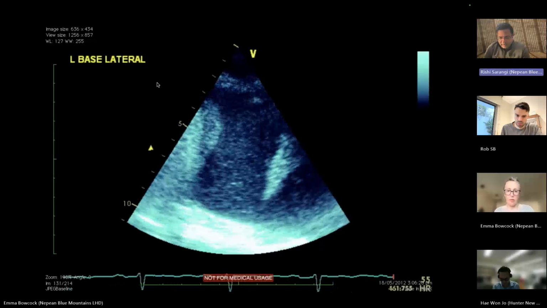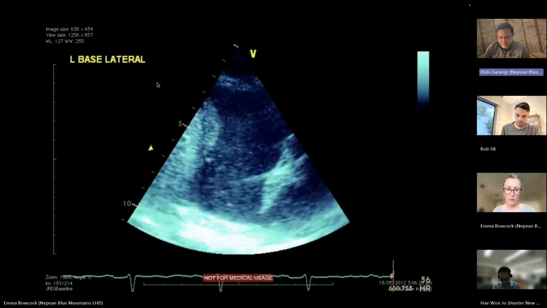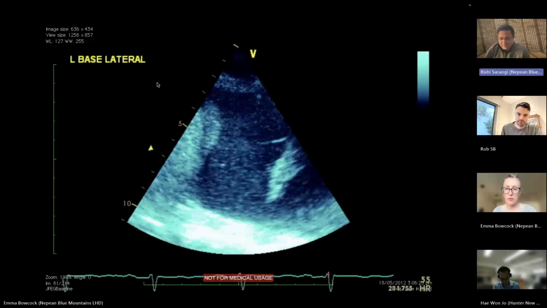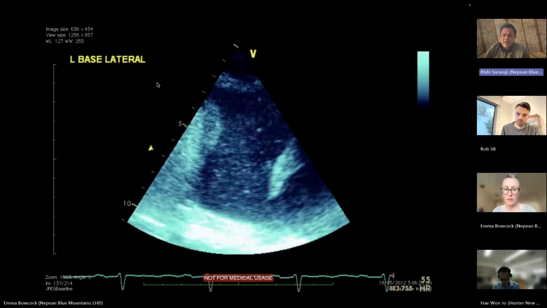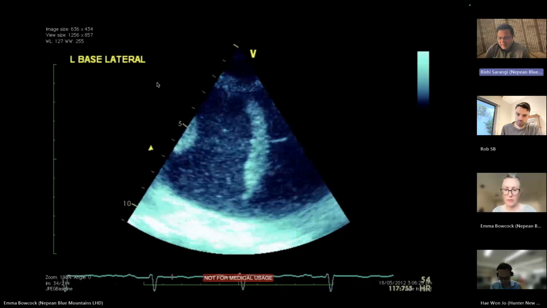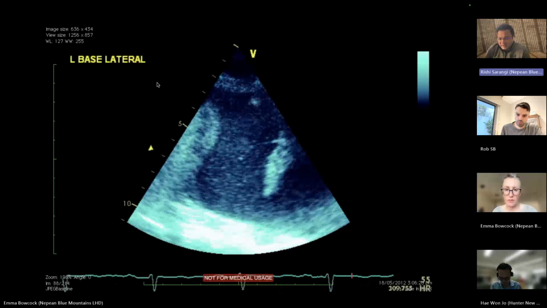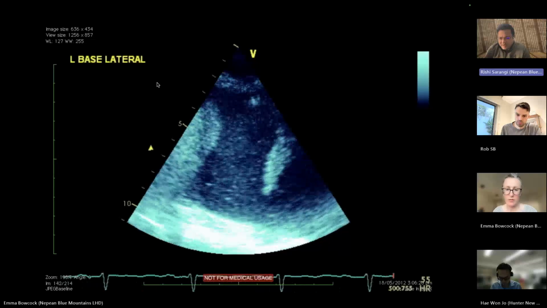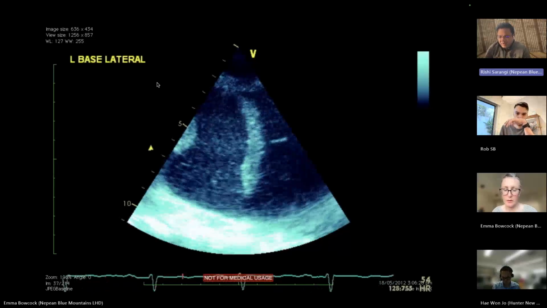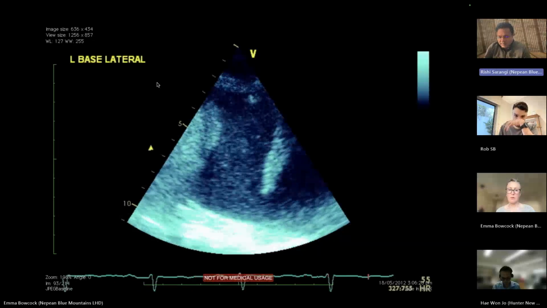So again, this is a lung ultrasound done at the left base on the lateral side, showing some fluid with some heterogeneous opacifications, along with a collapsed lung. And this is concerning for a complex or exudative pleural effusion, possibly an empyema.